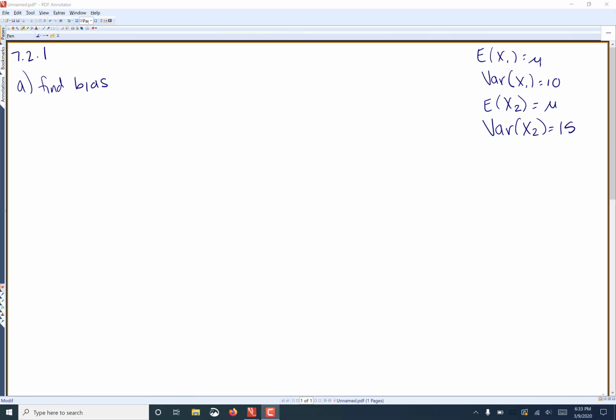In 7.2.1, we're supposed to be looking at point estimates and doing things like finding bias, finding the variance, etc. So for part A, we're supposed to find the bias, and I'm going to do it for mu1 and mu3, and then you can try the second one on your own.